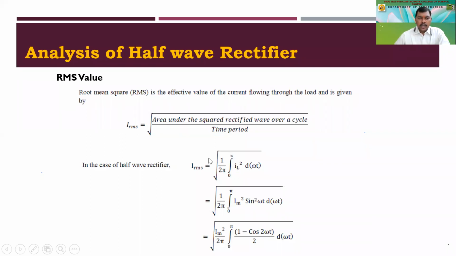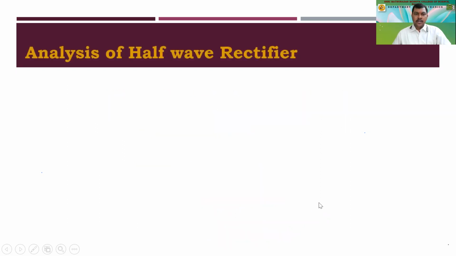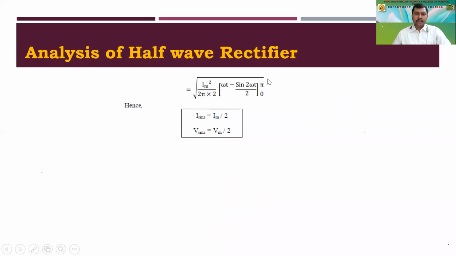Here IRMS will be the square root of 1 by 2 pi integration of 0 to pi IL square d omega t, that is 1 by 2 pi integration of 0 to pi Im square sin square omega t d omega t. Again, solving it and taking constants as common, we'll be having Im square by 2 pi integration of 0 to pi of 1 minus cos 2 omega t by 2 into d omega t, right? So further solving, the ultimate equation is IRMS equal to Im by 2 and VRMS equal to Vm by 2.